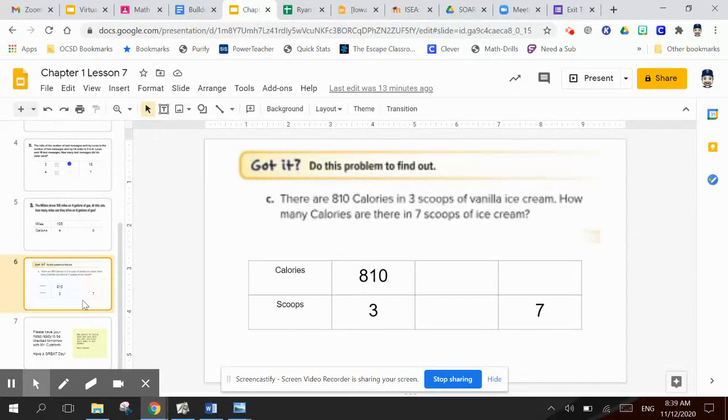Here we have the same problem. It says there are 810 calories in 3 scoops of vanilla ice cream. How many calories are there in 7 scoops? This one's right up my alley. I love ice cream. So again, we're talking about scoops. There's 3 scoops, and here's 7 scoops. So I want to know how many calories there are in 1, because this is going to be my unit rate.